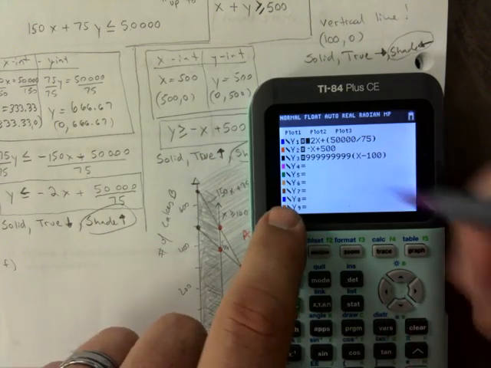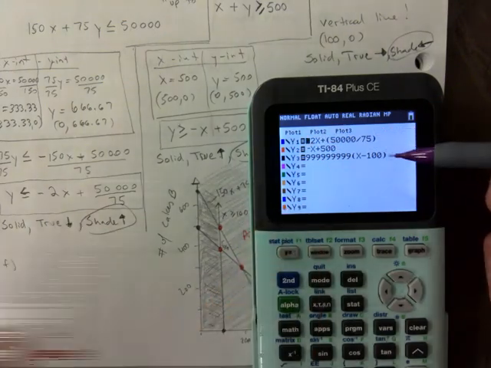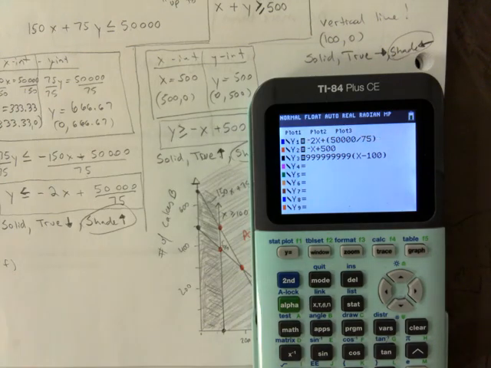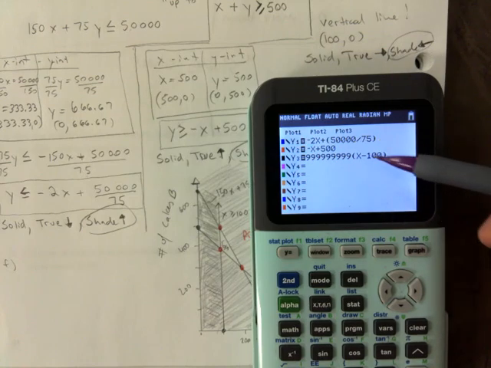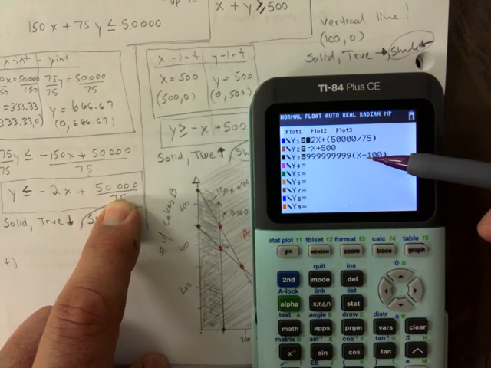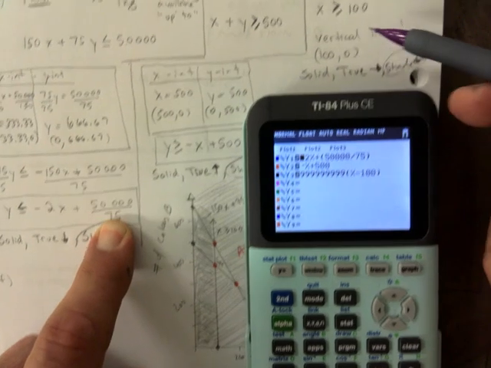Well, I entered them all. Make sure plot 1, 2, 3 are off when you're not doing a regression, okay? Because sometimes it does give you a conflict there. I entered everything. Notice how I entered the y-intercept of the first one in brackets. And then the vertical line is simply x, the opposite sign of what you have here.